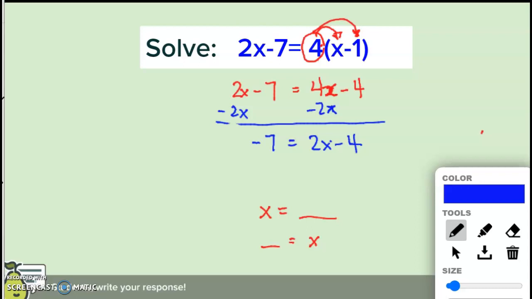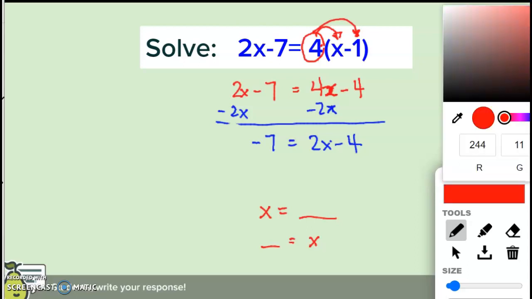Now this is a format that we know how to solve. 2x minus 4: x is first being multiplied by 2 and then subtracted by 4. So I need to tackle this minus 4. How do I get rid of this minus 4? I add 4 to both sides. And that goes away to 0, and you're left with 2x is equal to negative 7 plus 4, which is negative 3.